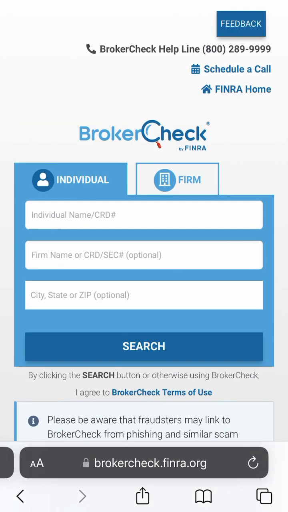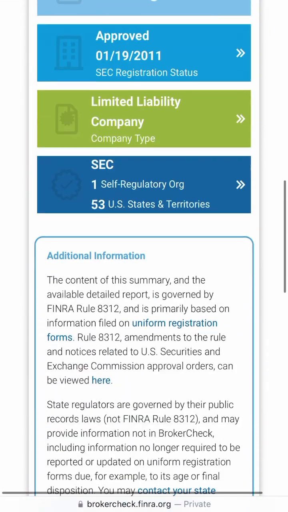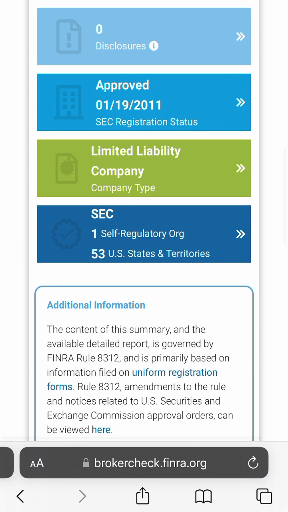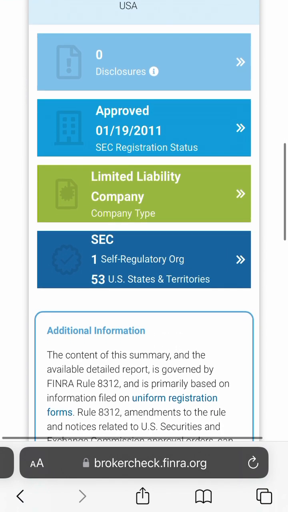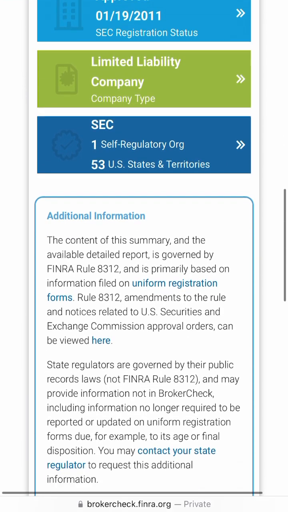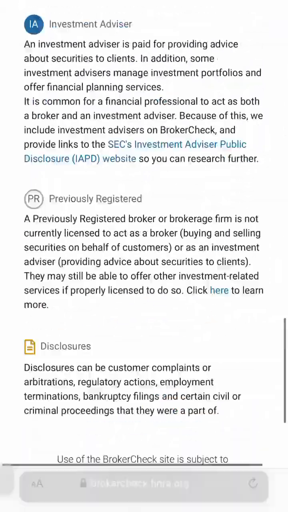You can as well do this from your phone. You can search it out by yourself, and you see all these things I'm showing you. These are the researches that I did before I started using this platform, and they have been paying off. This is everything you need to know.